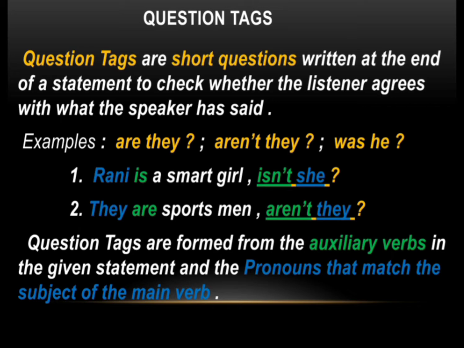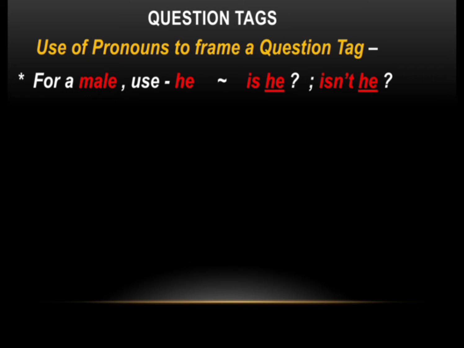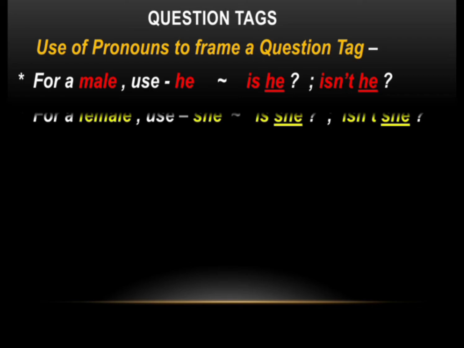Let us see how the pronouns are used to frame question tags. Use of pronouns to frame a question tag. For a male, use he. That is, if the subject of the sentence is a male, we use he. Like, is he, isn't he. If the subject of the statement is a female, we use she. Like, is she, isn't she.